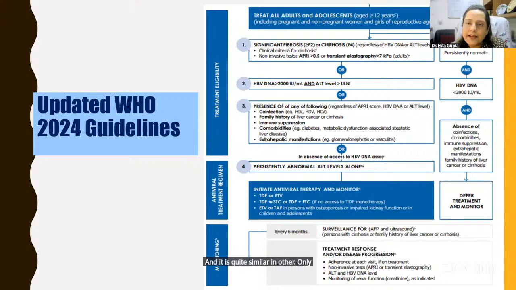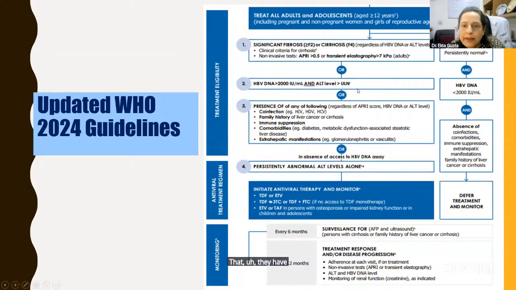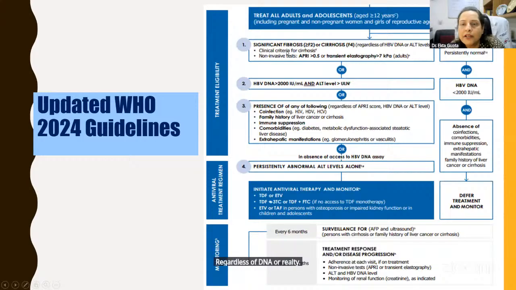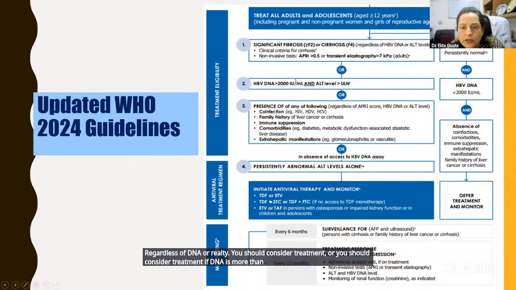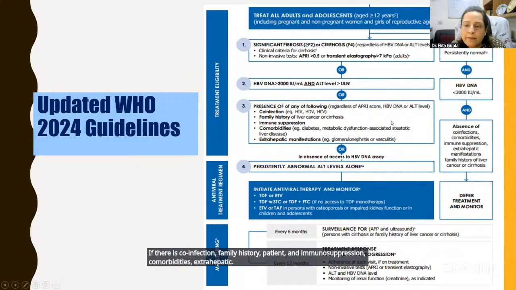Only recently WHO has brought about a few changes. They have updated the guidelines so that it is not only cirrhosis but even significant stage 2 fibrosis of the liver, regardless of DNA or ALT, where you should consider treatment. Or you should consider treatment if DNA is more than 2,000, not 20,000. If there is co-infection, family history, immunosuppression, comorbidities, or extrahepatic manifestations, then also you should consider giving treatment. So they have expanded the treatment coverage.